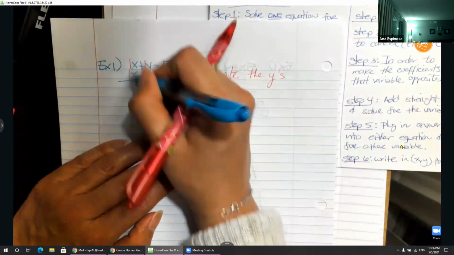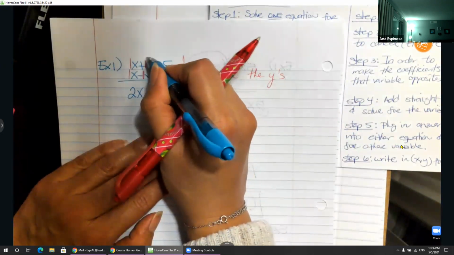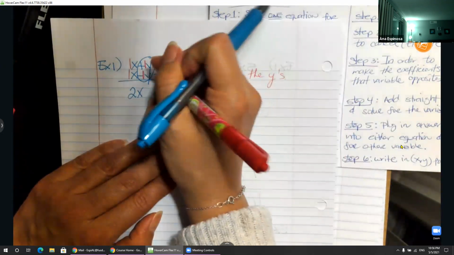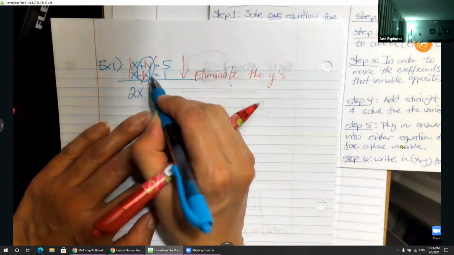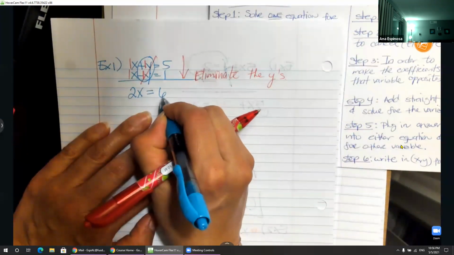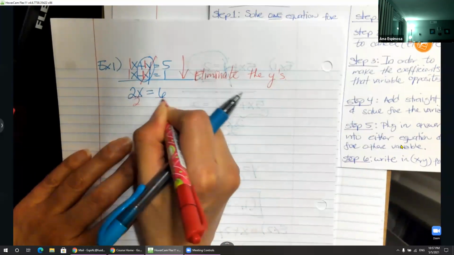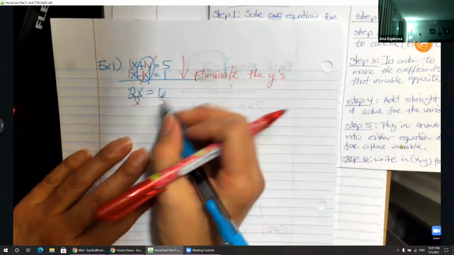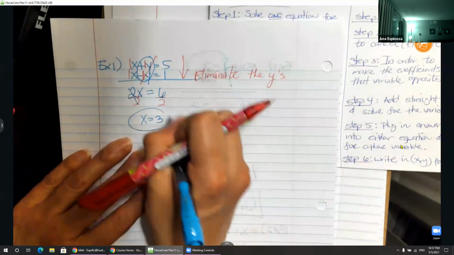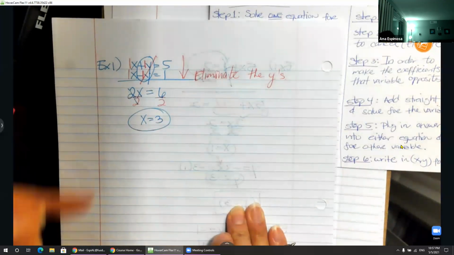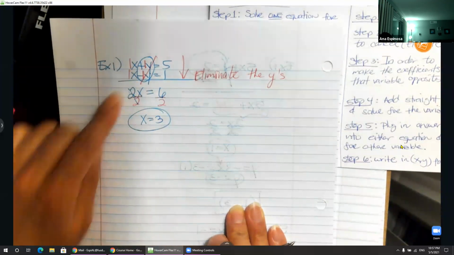If they are ready to eliminate, all I'm going to do is add straight down. So when I add, I get 2 x's. When I add, these cancel, because y minus y is nothing. Add the 6. Then I divide by 2. X is 3. Elimination is super easy if these are already aligned and the coefficients are opposites of each other.